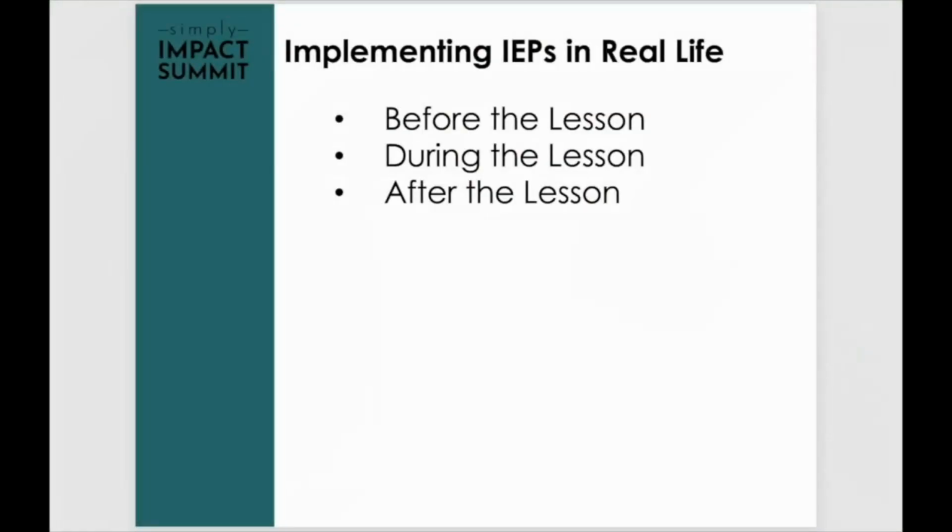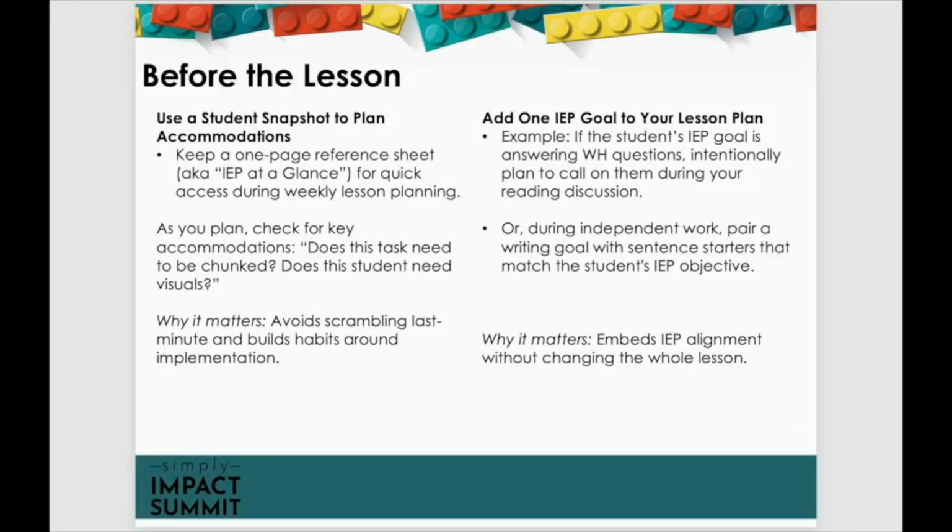All right, now that you know what to look for in an IEP, we need to take this into real life. So implementing IEPs in real life, and I have broken it down into a before the lesson, a during the lesson, and an after the lesson. Before the lesson, we're going to start over here. You can use a student snapshot to plan accommodations. If you don't have or are not provided with an IEP snapshot, also called an IEP at a glance, ask your special education teacher to print one out for you.